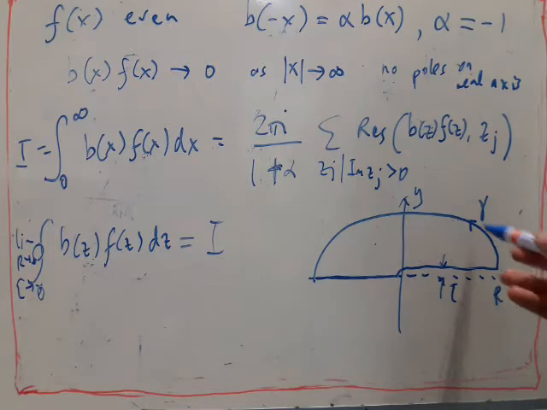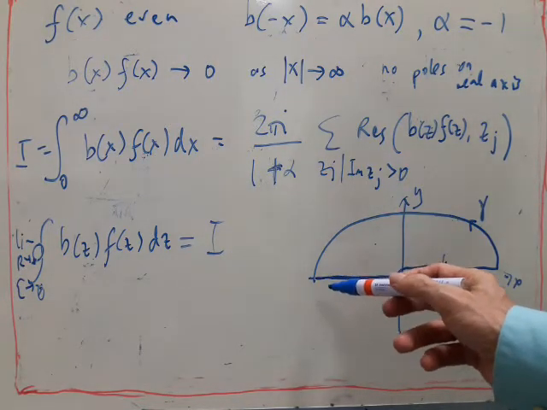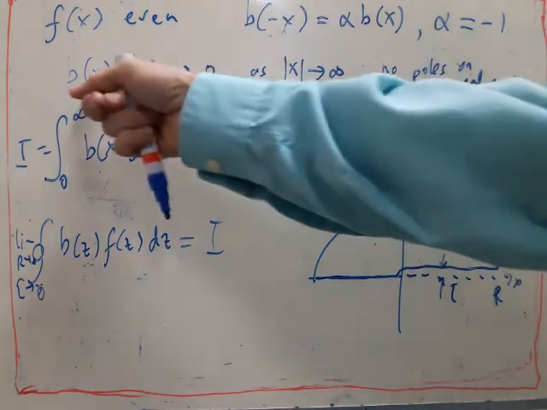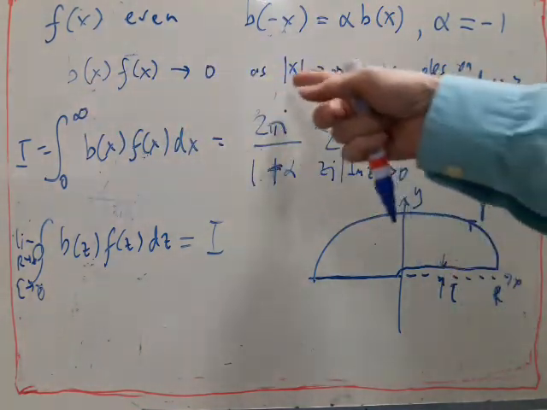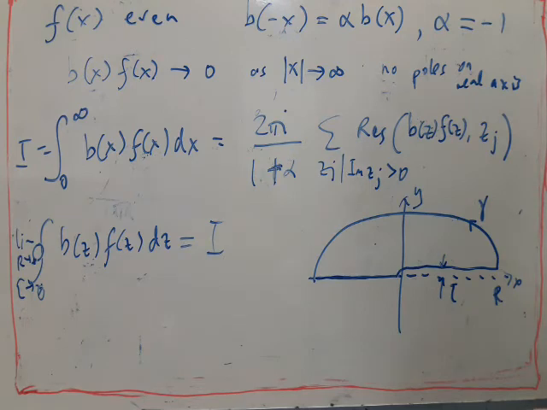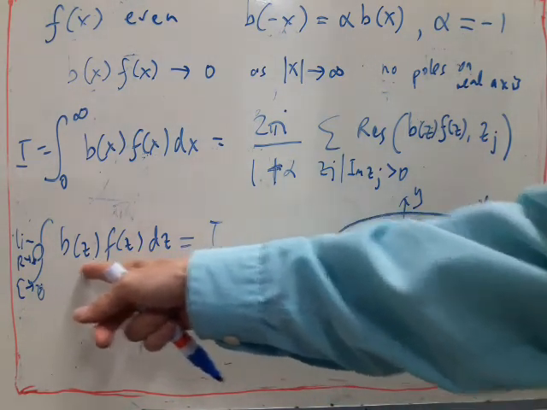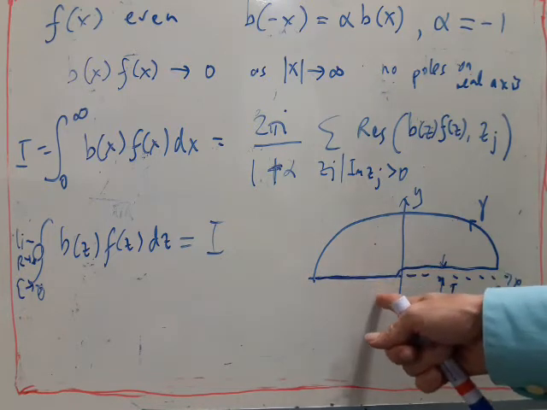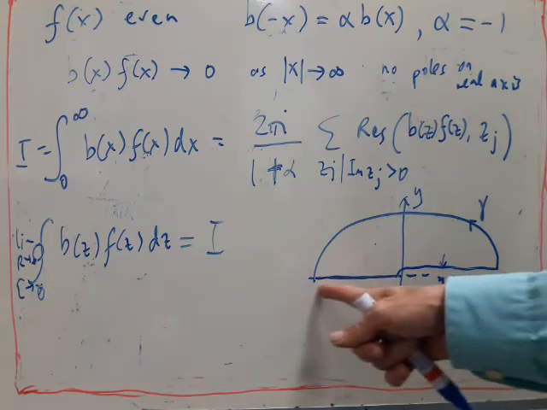Then integrating around here, I'll skip that step because basically what we're assuming is that this goes to 0 fast enough as z goes to infinity. So I'll just skip that bit around there and assume it goes to 0. Then the important bit is this bit here.